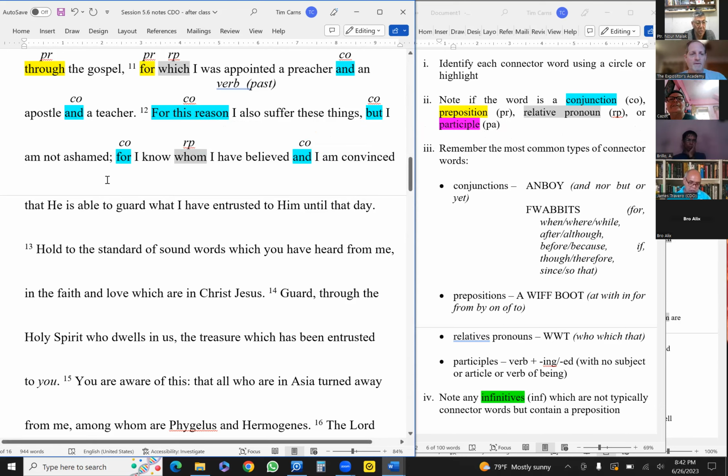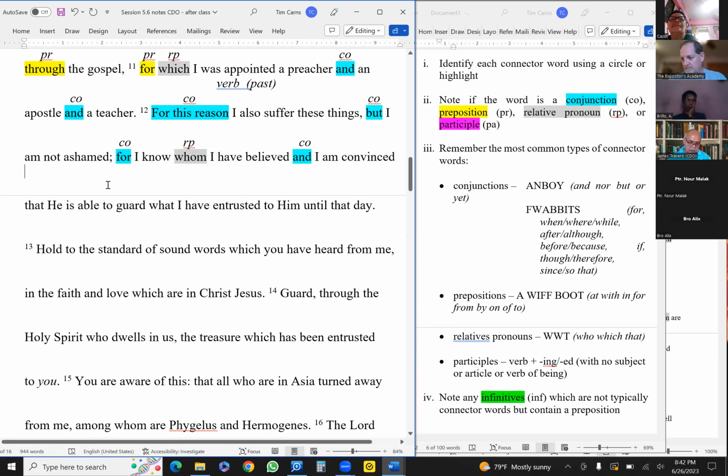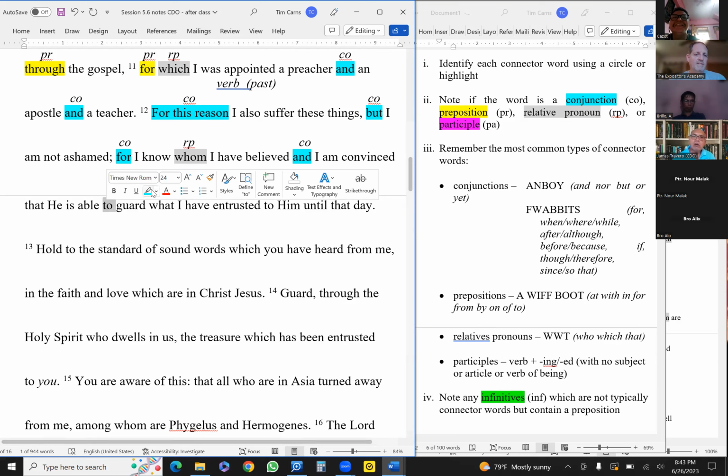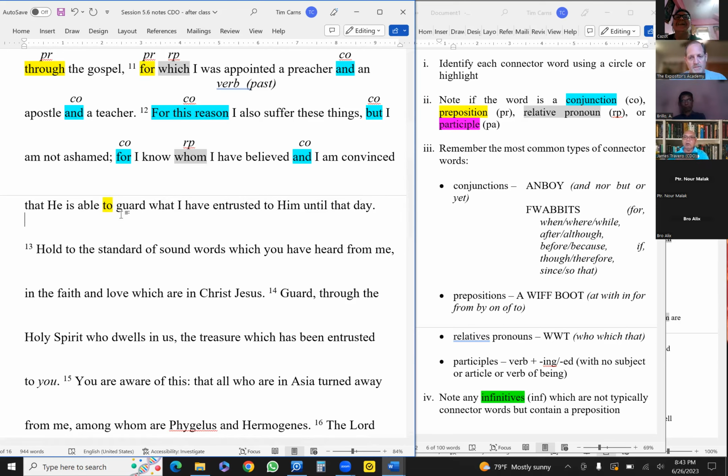All right. Any more? Two. Yeah. Okay, what does that look like? Looks like a preposition. Okay, so let's test it. Since it's the word to, we want to make sure to test it. What follows it, a noun or a verb? It is a verb. In this case, it's a verb. Guard could be a noun or a verb, but here it's acting like a verb. To guard what I've entrusted.